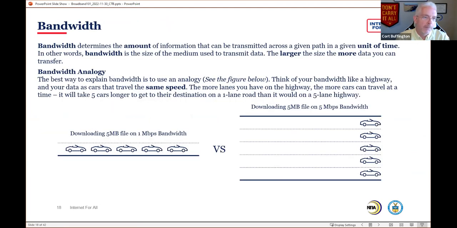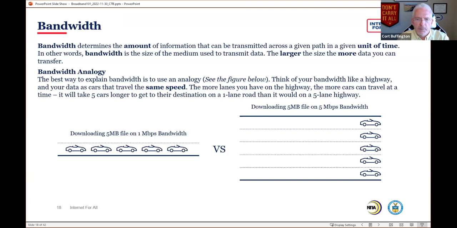So a lot of talk about bandwidth. This is a tricky one. I've been doing this for a long time. We have a lot of analogies. None of them are perfect. But when we talk about bandwidth, we're talking about the amount of information that can be transmitted across a given path in a unit of time. Bandwidth is often referred to as the size of the pipe. How big is the pipe, or how big is the road?